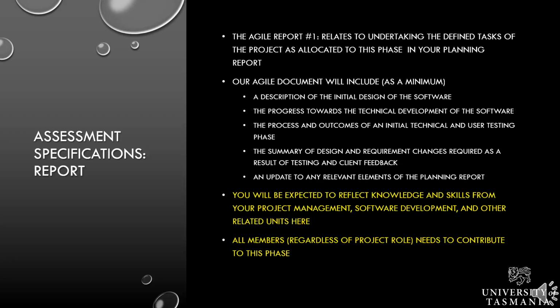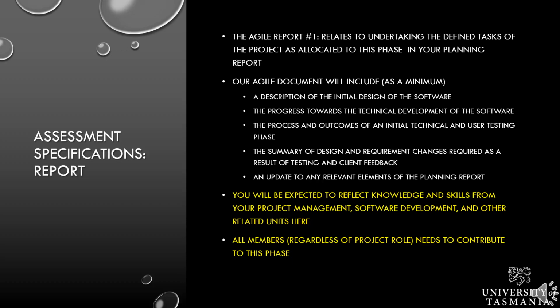Now, in the planning report, you've articulated what should have been completed in this first Agile cycle. What we want here is a description of what you've actually built, whether it is ahead of progress or behind progress, and an explanation as to where you were up to and why.